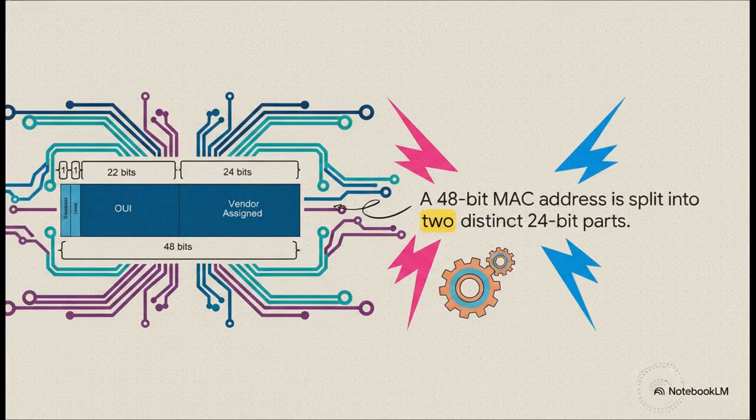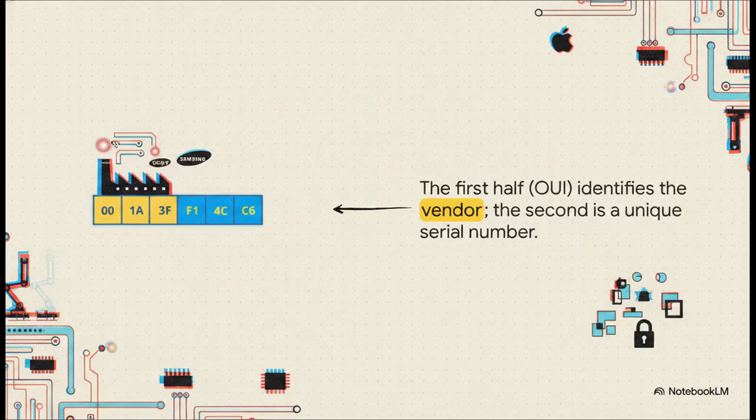Now what's really cool is that this address isn't just a random string of characters. A MAC address is a 48-bit number, which gives it its unique identity. But it's actually split right down the middle into two parts, and each half does a very specific job. And this is where it gets really clever.